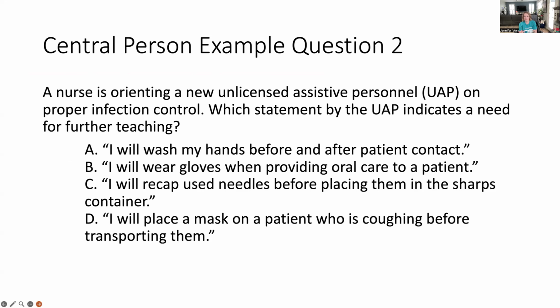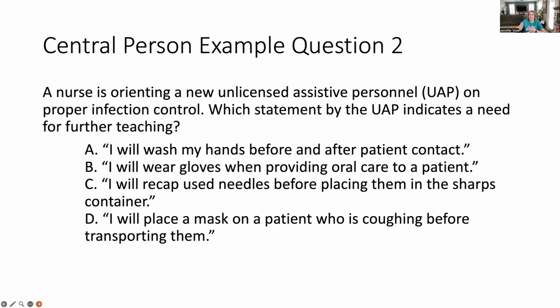All right, now what if we have a different situation? Let's do another example of this, but this time where the central person is not the patient. So a nurse is orienting a new unlicensed assistive personnel, UAP, that's what NCLEX calls them, on proper infection control. Which statement by the nurse indicates a need for further teaching? Ooh, so we have ourselves a negative polarity question here, right? Because we have indicates a need for further teaching.